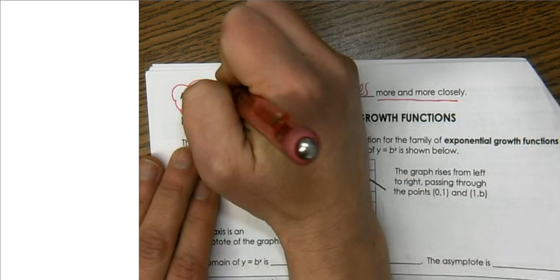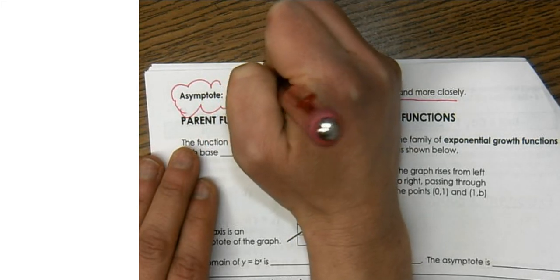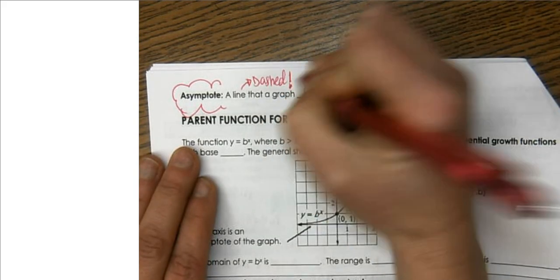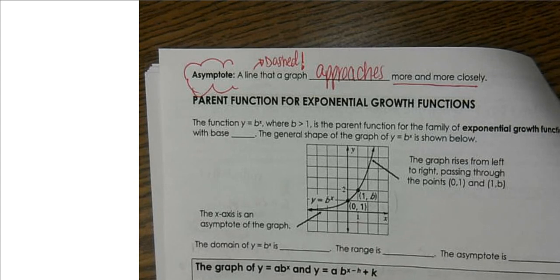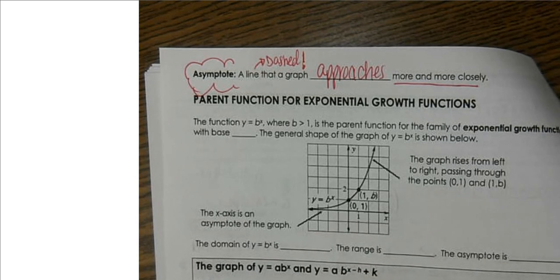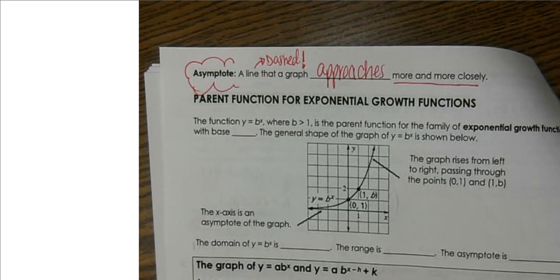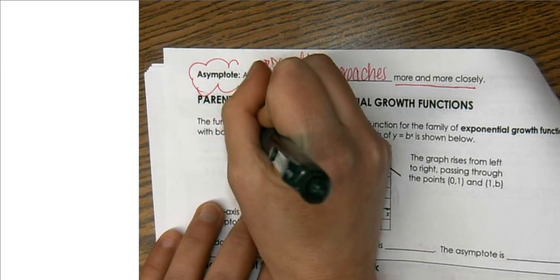An asymptote is a line that we draw as a dashed line. So it needs to be a dashed line. So that's really, really important. And our graph is going to approach this asymptote, but not cross it. So the parent function for an exponential growth function looks like this. It is y is equal to b to the x power.